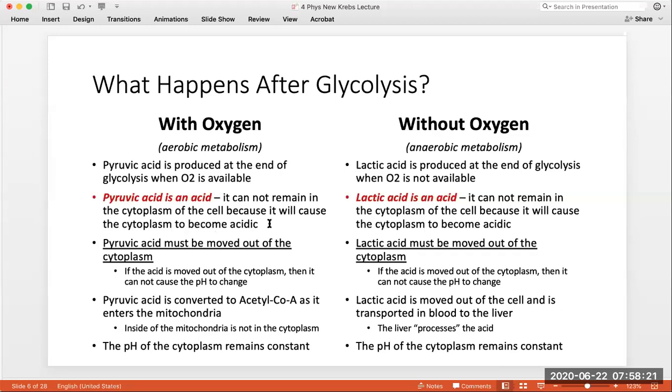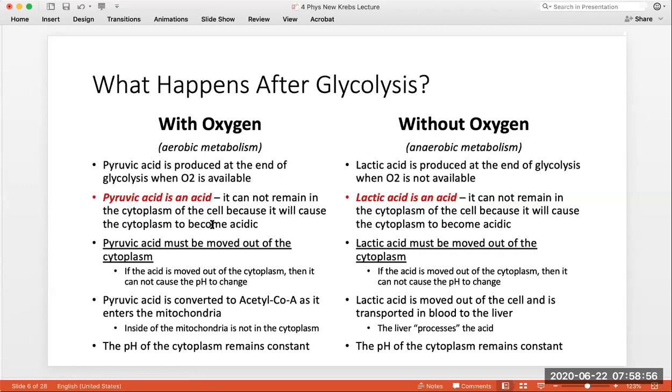Now, again, if oxygen is available, then the pyruvic acid is going to get moved out of the cytoplasm. It's going to cross the mitochondrial membranes, and as it does that, it gets converted to acetyl. Coenzyme A attaches to it, and that is what helps to facilitate the addition of acetyl into the Krebs cycle. So by moving the pyruvic acid out of the cytoplasm into the mitochondria, you have prevented the acid from affecting the pH of the cell. So the pH remains constant.